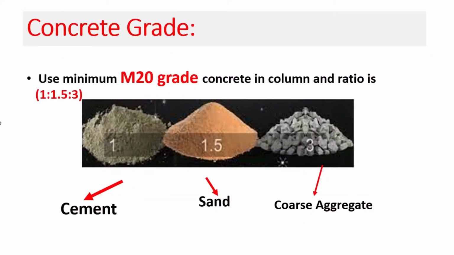The fifth one is the concrete grades for different columns. For the preliminary selection of any kind of column, the minimum grade of concrete should be M20, which means that the mix ratio should be 1:1.5:3. The 1 shows the part of cement, 1.5 is the part of sand, and 3 is the ratio of coarse aggregate.